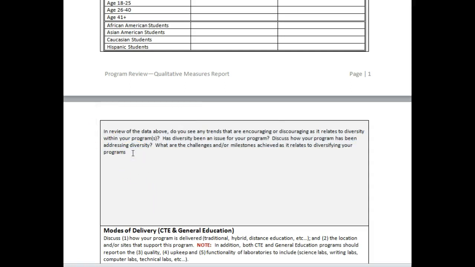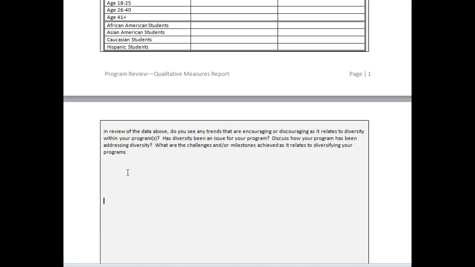So down below here it talks about you need to review the data above, and that's what I meant by program reviews and why we do them. Do you see any trends that are encouraging or discouraging as it relates to diversity within your program? Has diversity been an issue for your program? Discuss how your program has been addressing diversity and what are the challenges and the milestones achieved as it relates to diversifying your program. So all of these questions should be addressed in this box below. So remember what I said, always go back and make sure before you go from one section to the next section, go back and make sure you've answered all of the questions.